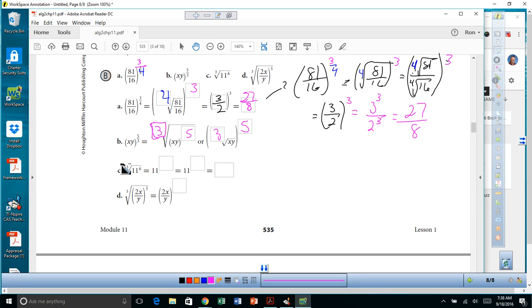And here's where radicals or rational exponents really come in handy. So we've got the cube root of 11 to the 6th power. That's going to become 11 to the 6 over 3, and 6 divided by 3 is 2. Well, 11 squared is 121. And how do we rewrite this? Well, that would be 2xy to the 5/3 power.